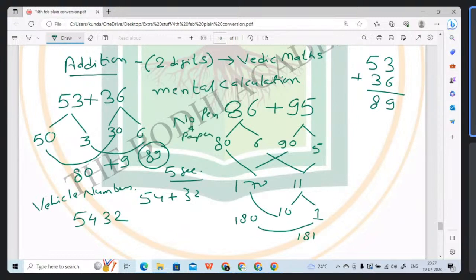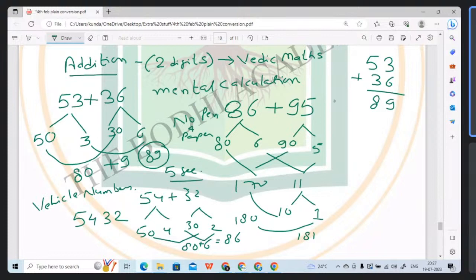Try to make your mental calculation stronger. So 54 and 32, in 5 seconds you have to do it. 54 can be broken up into 50 and 4, 32 into 30 and 2. Now 50 and 30 becomes 80, 4 and 2 becomes 6. So 80 plus 6 is 86. That way you can do the question.